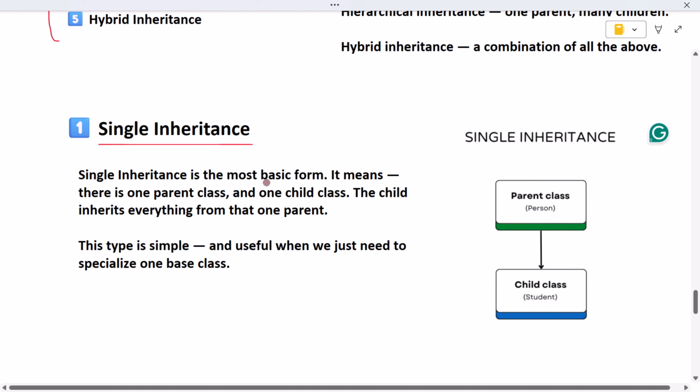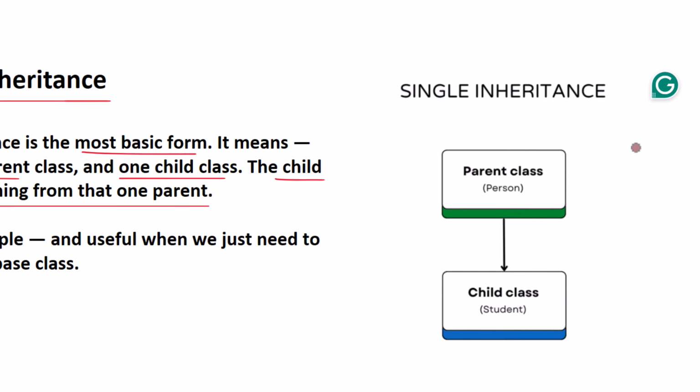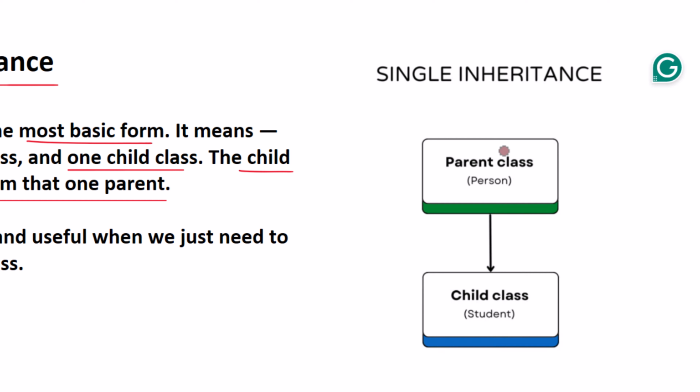Single inheritance is the most basic form. It means there is one parent class and one child class. The child inherits everything from that one parent. In the diagram you can see this clearly. At the top we have a parent class named person, and just below it one arrow points to a child class named student. This arrow represents inheritance.